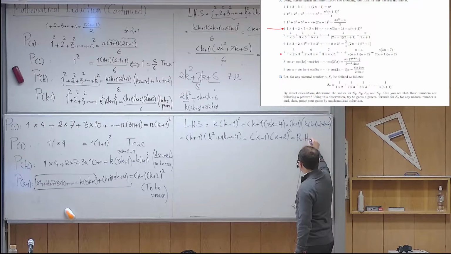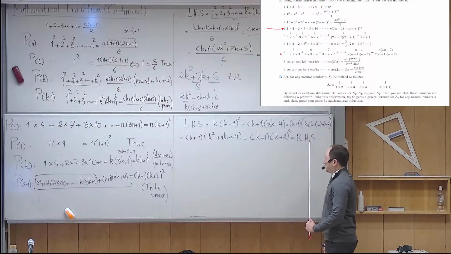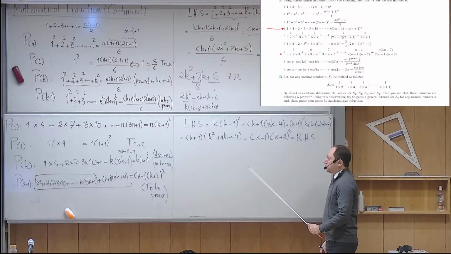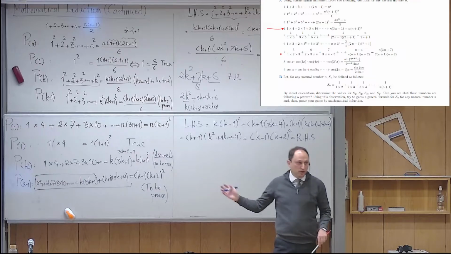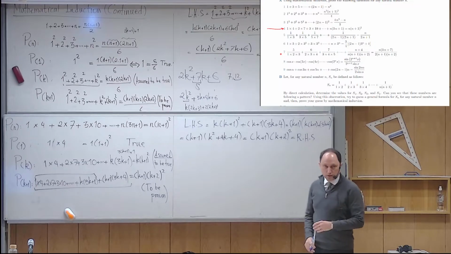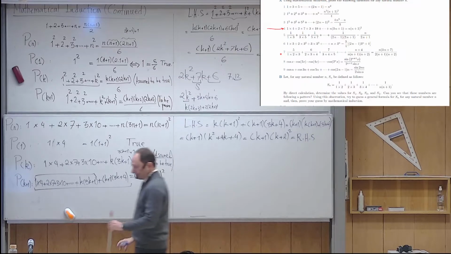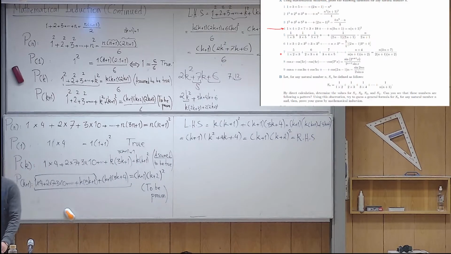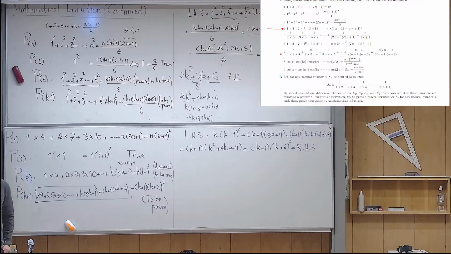So I started from the left-hand side, and I was able to reach the right-hand side, but I was not able to do it unless I use the assumed-to-be-true part, yes? I have to use my assumption. So this is the whole idea of mathematical induction. Yes? Is that clear?